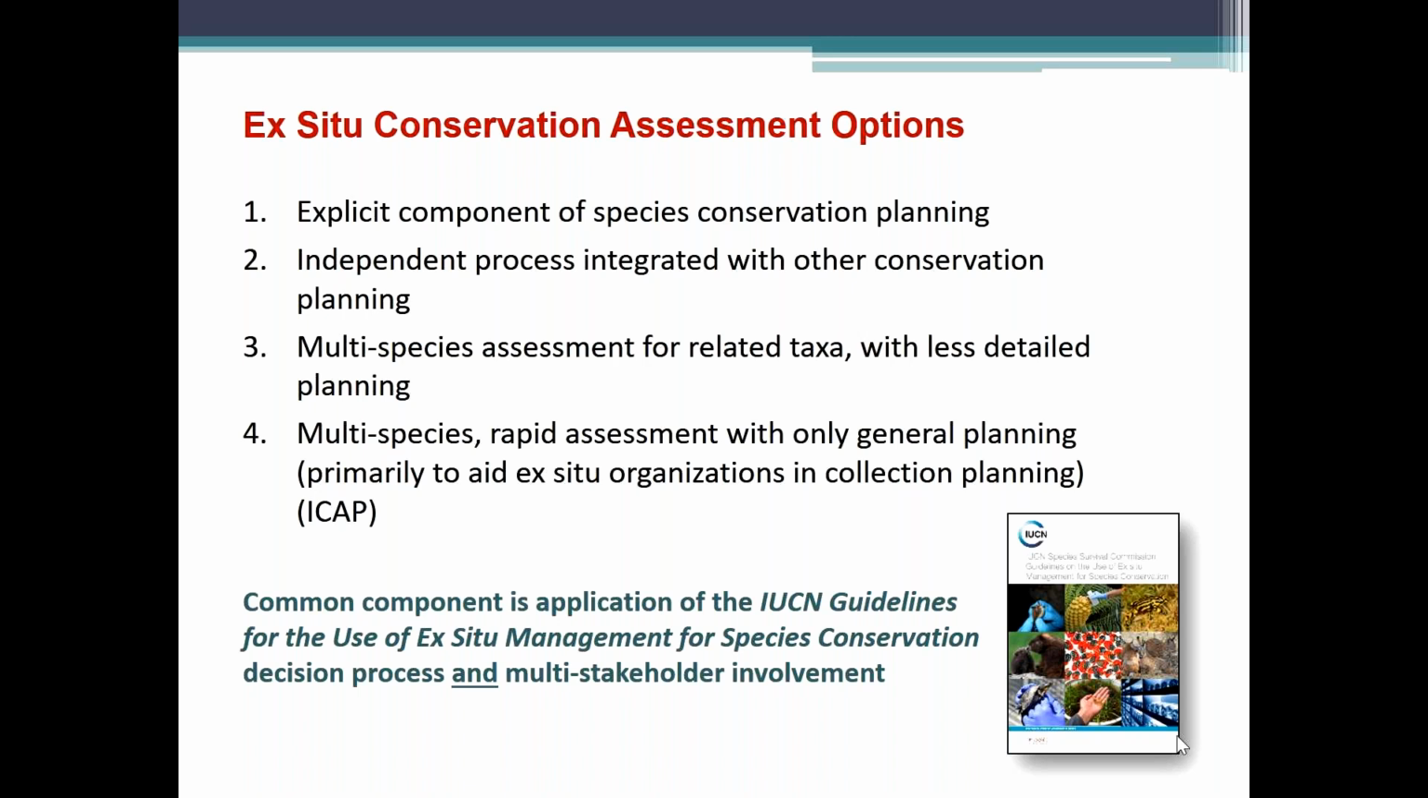The 2 common components of all of these different ways to implement this is to use the general 5 steps in the ex situ guidelines for the use of ex situ management for species conservation, and then also to have multiple stakeholder involvement, and specifically here experts from both the in situ and ex situ communities contributing to how ex situ might play a potential role, how feasible that is, and what is the right way to move forward.